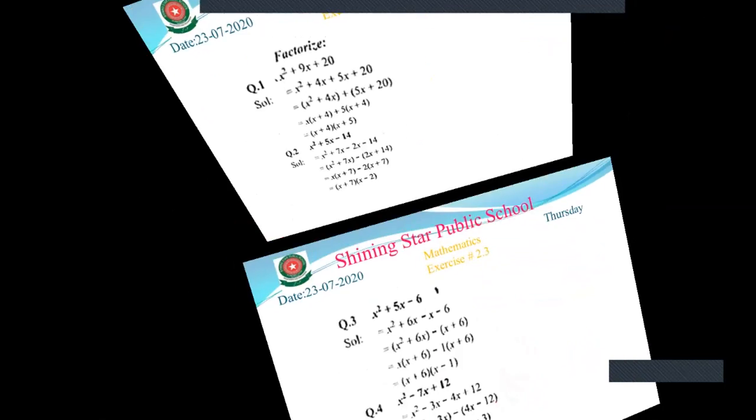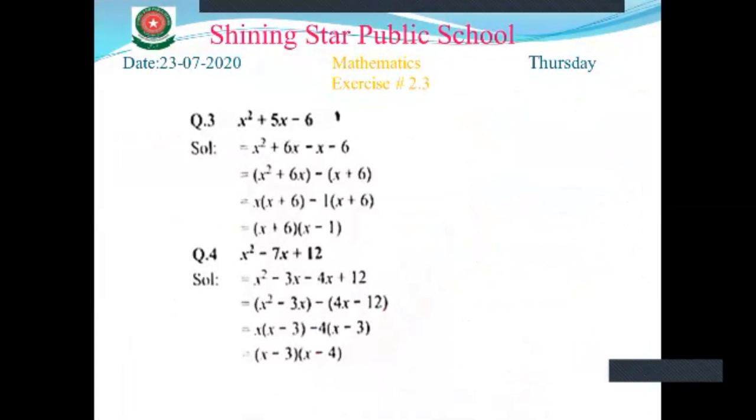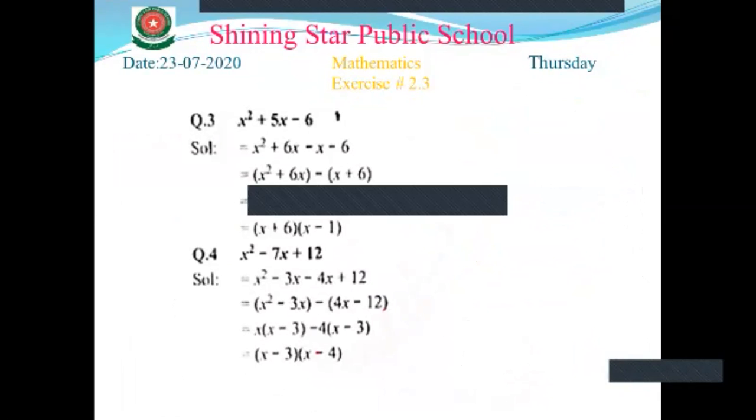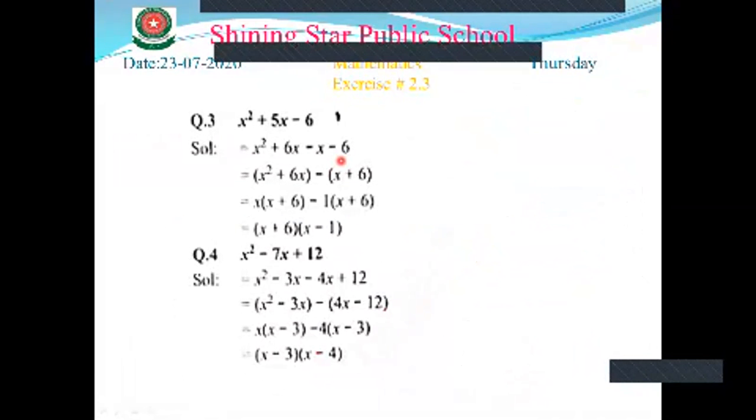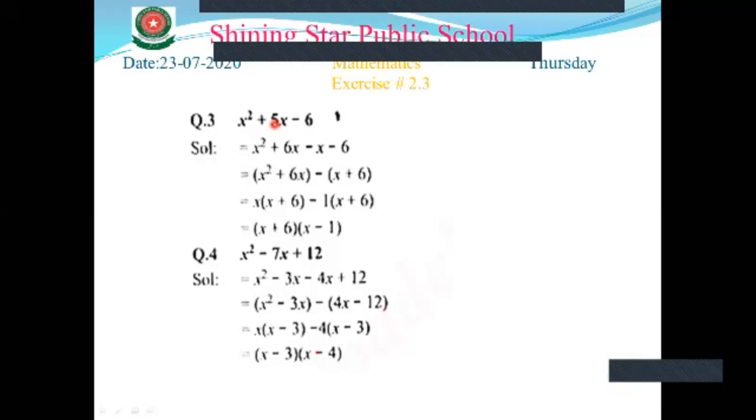So let's start question number 3, x square plus 5x minus 6, and we get two numbers, 6 and minus 1. When we multiply 6 with minus 1, we get minus 6, and when we add them, 6 minus 1 is 5x. Okay, now take the common x from the first two terms, so it becomes x plus 6, and from the next two terms we take the common minus 1. Why don't we take the common 1?